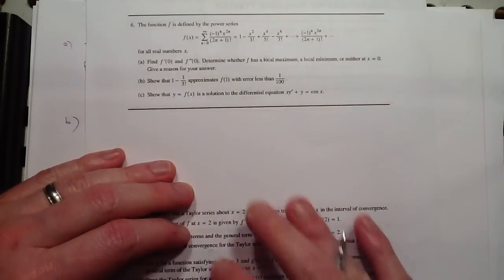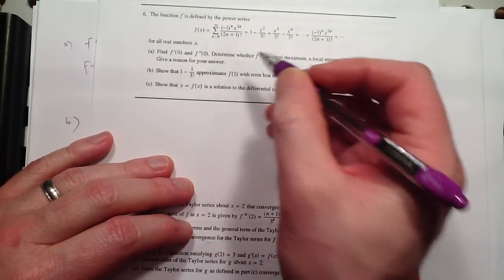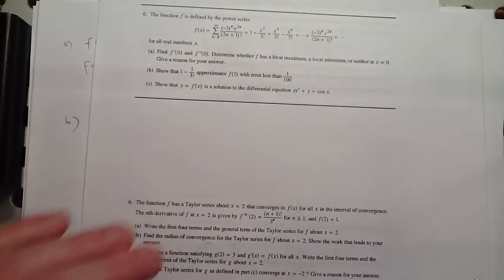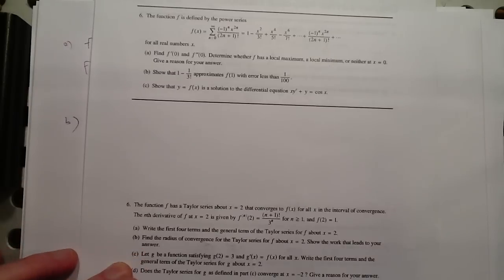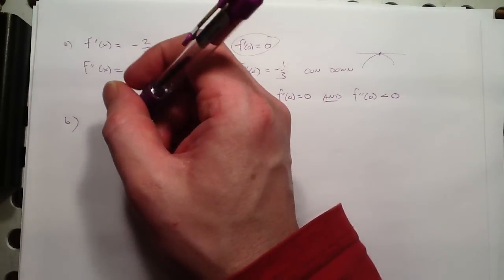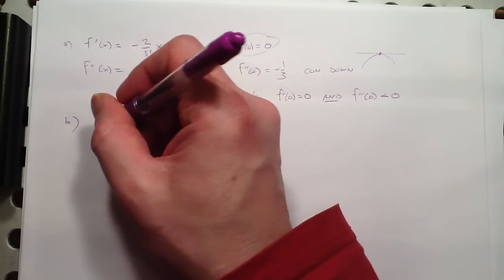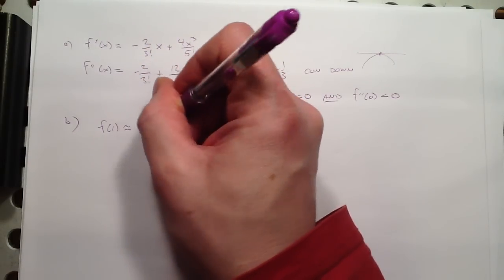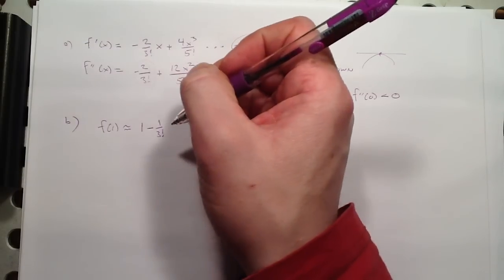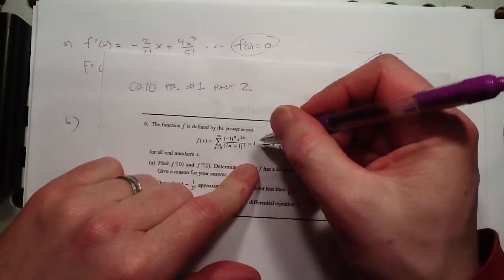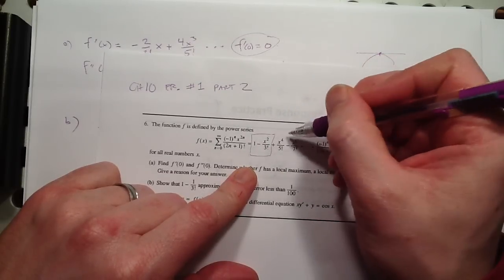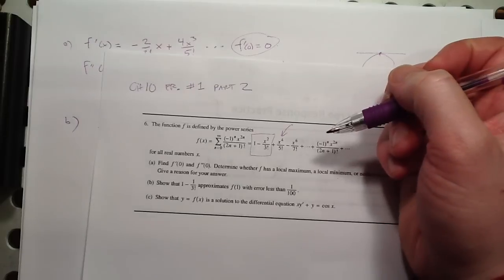Part B. Show that 1 minus 1 over 3 factorial approximates f of 1 with error less than 1 over 100. Well, this is an alternating series, so error approximation is easy. So f of 1 is approximately equal to what you get when you plug 1 into the series. If you only take the first two terms, well, you get 1 minus 1 over 3 factorial. And then this would be the error term.